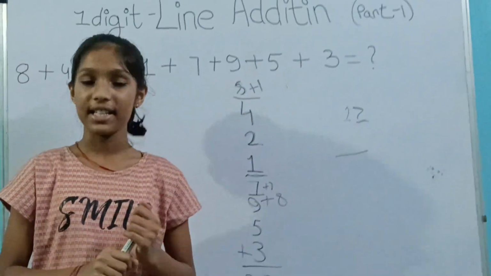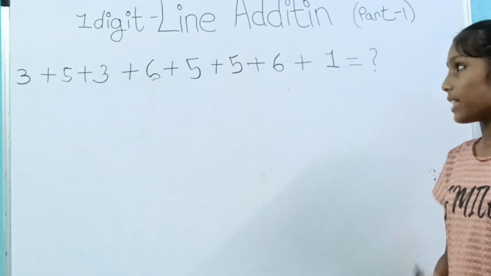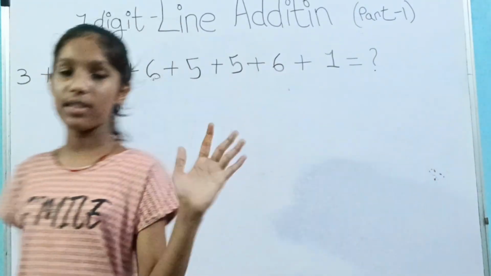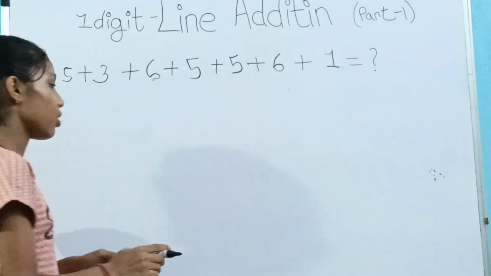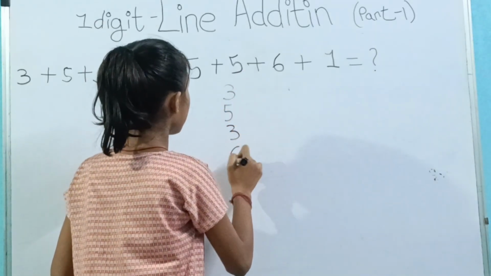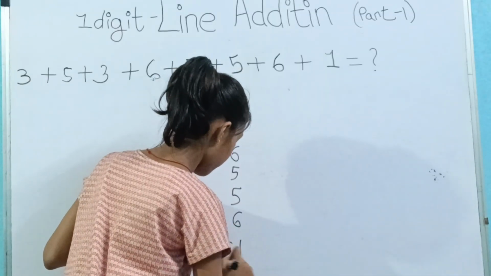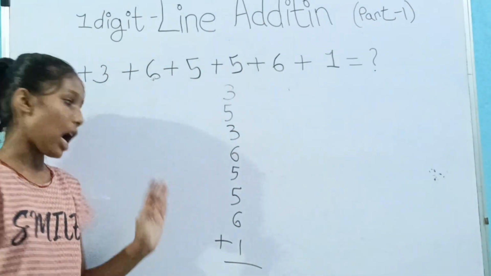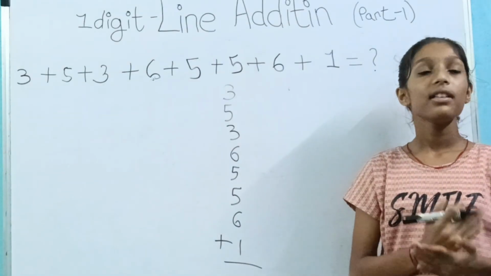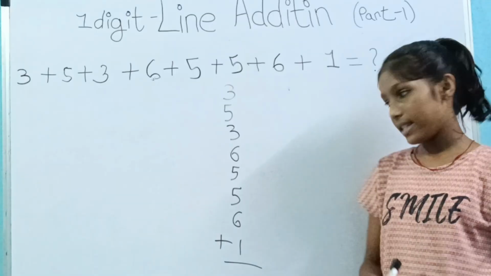Now I'll give you another question to understand better. Here's another example: 3 plus 5 plus 3 plus 6 plus 5 plus 5 plus 6 plus 1. Again we'll write it in a column: 3, 5, 3, 6, 5, 5, 6 and 1. Now we'll do the same. We are going to add them. If the number is greater than 10, drop a line. So 1 plus 6 is 7.